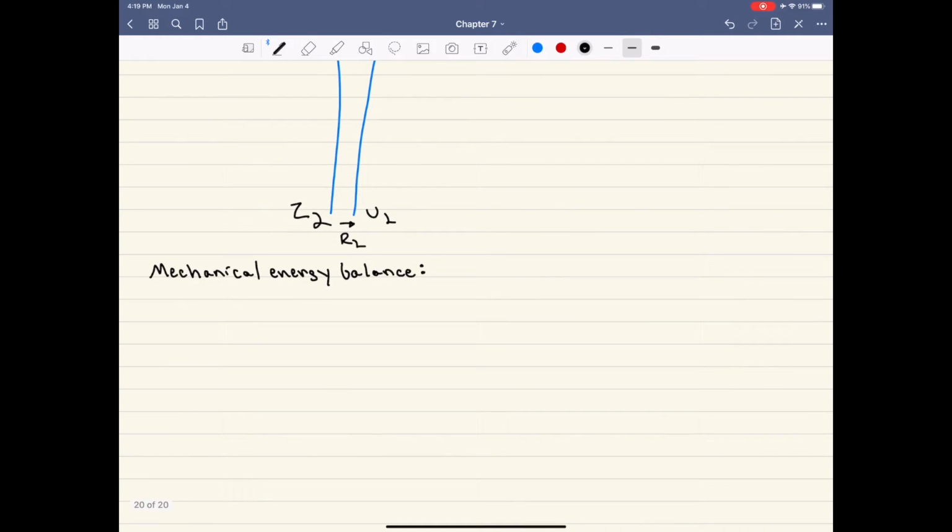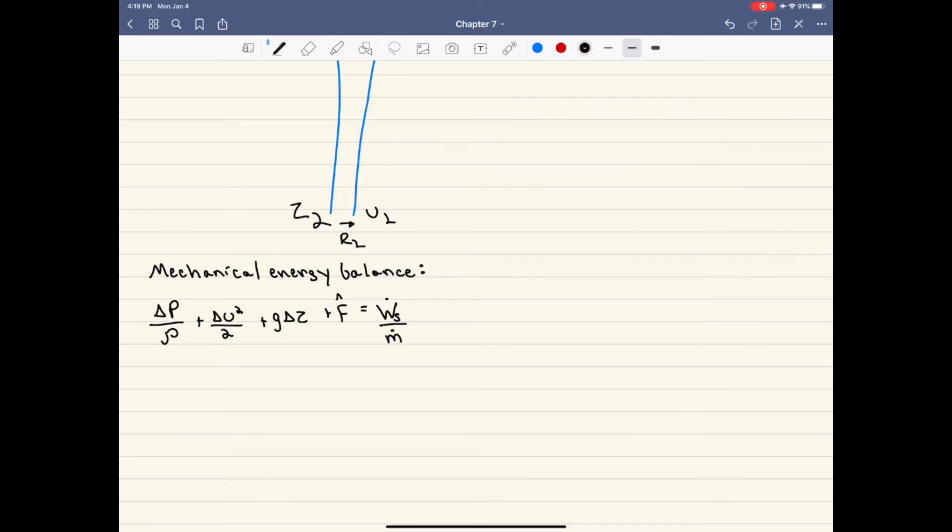All right, and so what I want you to do first is write out the mechanical energy balance equation that we derived in the previous video. And so we have our delta P over density plus the change in velocity plus the change in height plus the friction term is equal to the shaft work over the mass flow rate.